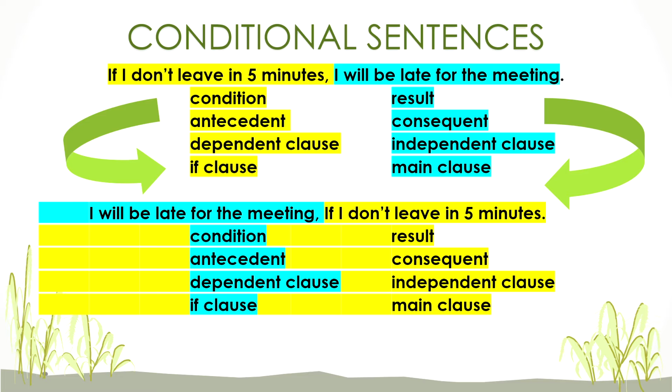Remember guys, you can also place the result first before the condition, such as in this sentence: I will be late for the meeting if I don't leave in 5 minutes. So this is actually the same sentence that we had. It's just that we started with the result or the consequent before stating the condition or the antecedent.